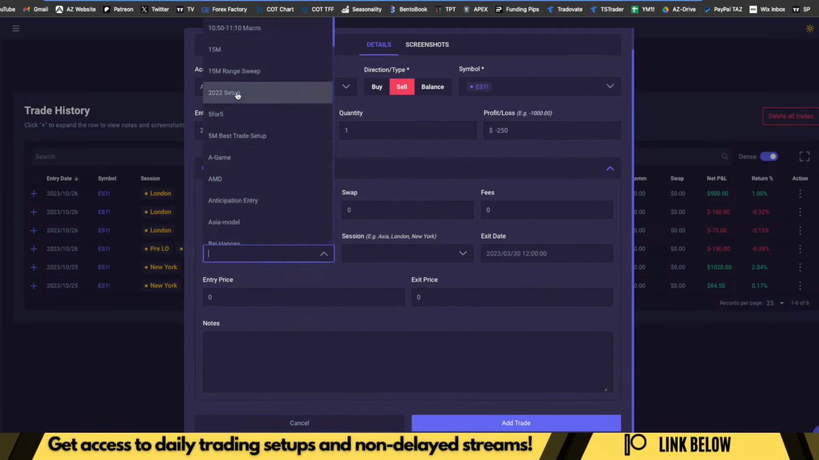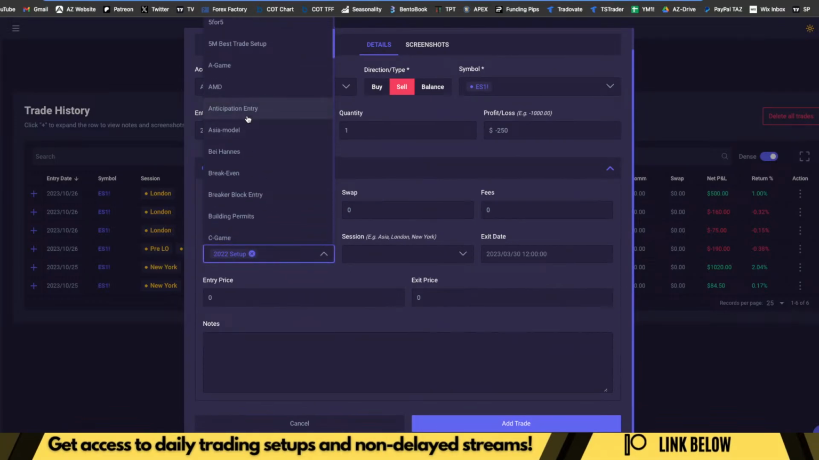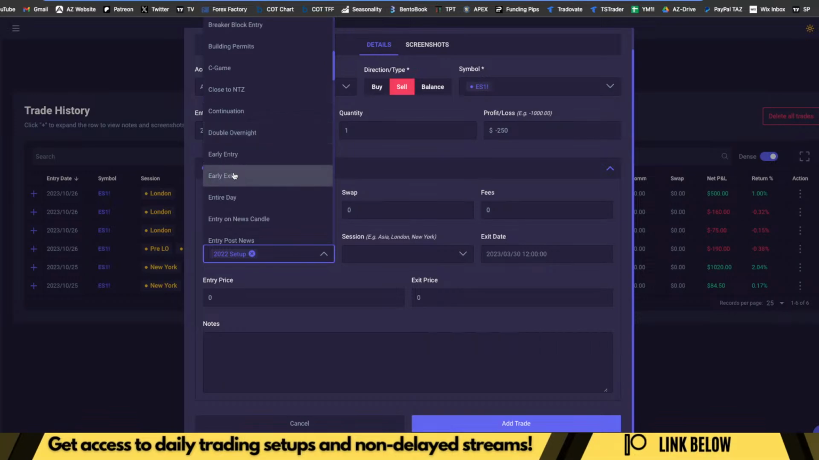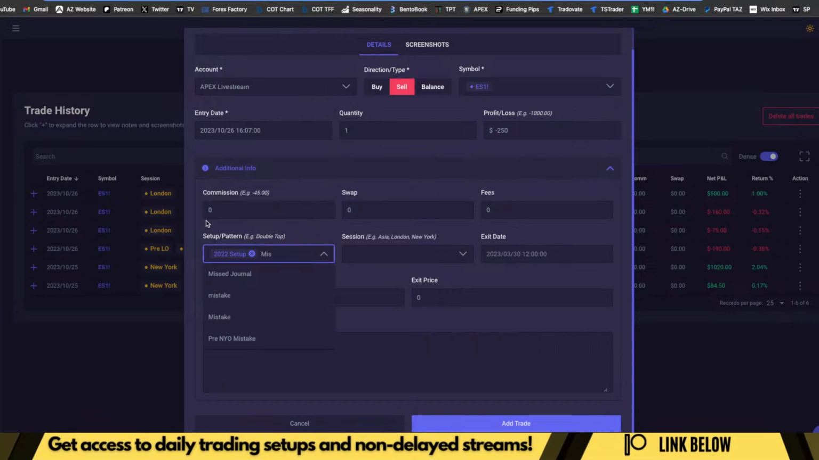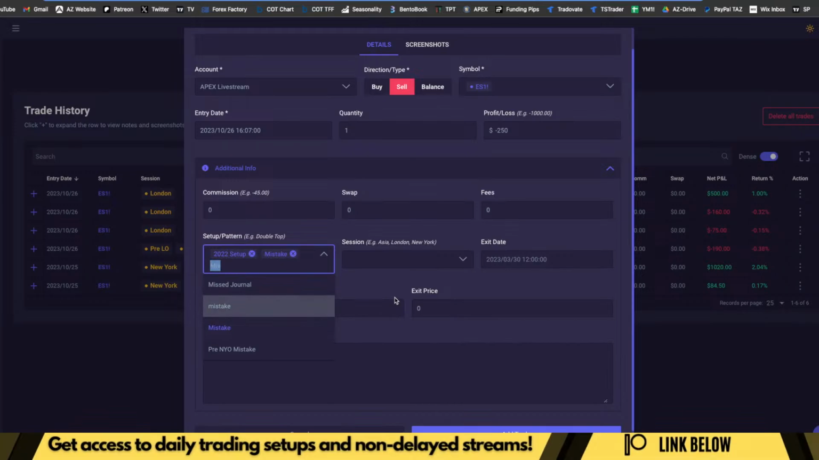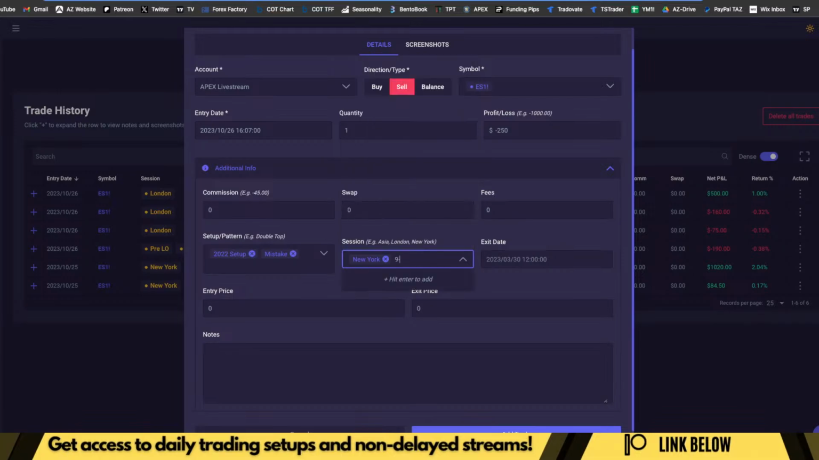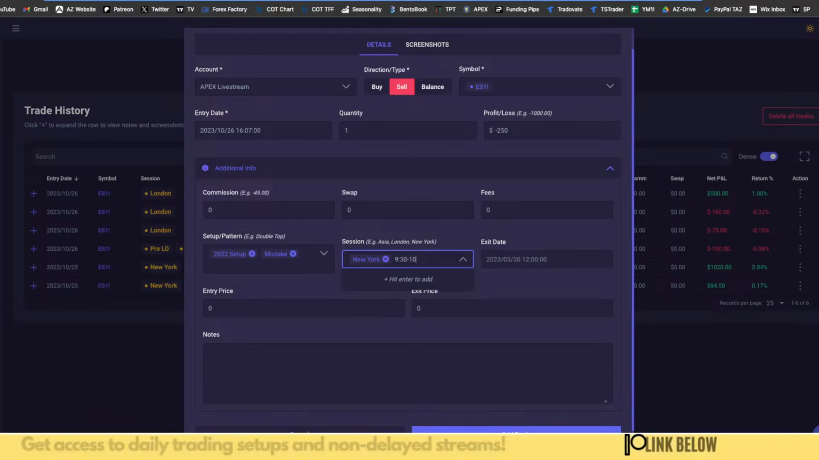Setup pattern, a 2022 setup. But we got stopped with our 5-point stop loss. Really, I'd label it as a mistake. The New York session, 9:30 to 10.